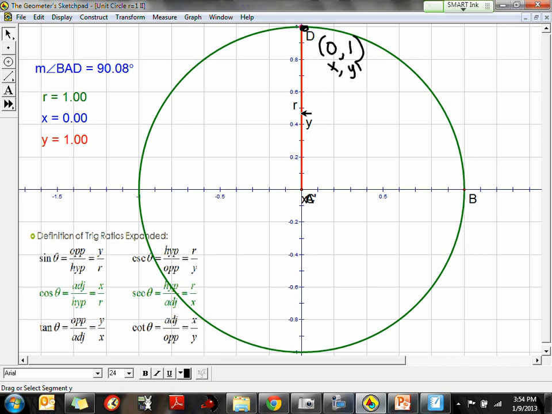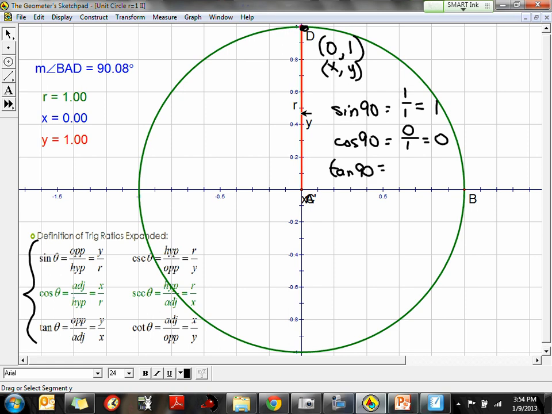X and Y ordered pair. Now if we have our X and Y ordered pairs, now we can find all of these trig functions over here based on our X, Y, and R. So the sine of a 90-degree angle is equal to the Y value, which is 1 over 1, 1. The cosine of a 90-degree angle is equal to 0 over 1, which is 0. And the tangent of a 90 is equal to the Y value over the X value, which is 1 over 0, which is undefined.